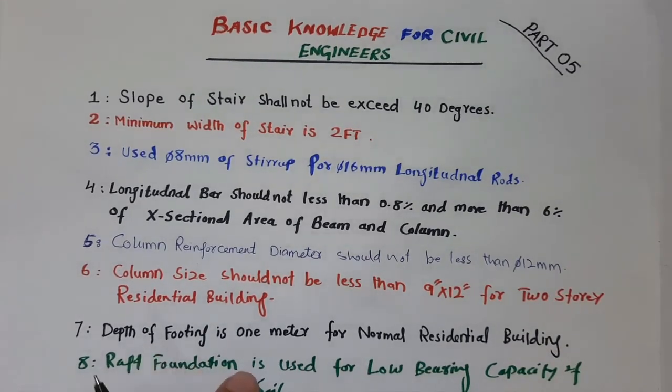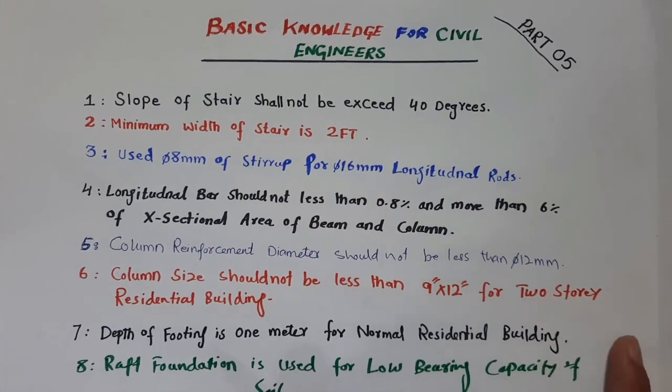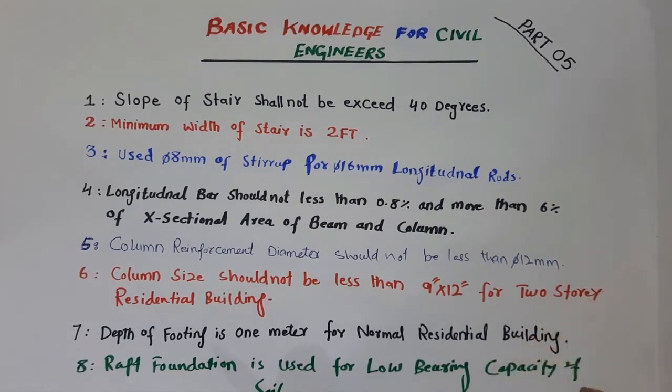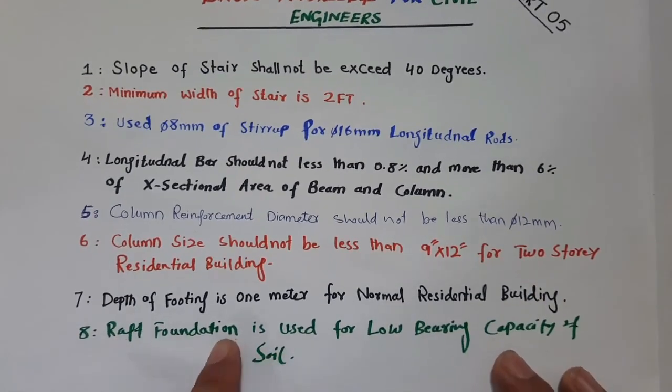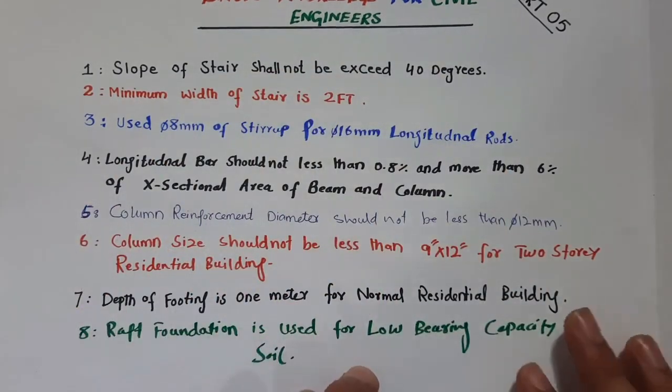Okay, so raft foundation is used for low bearing capacity of soil. If the bearing capacity of soil is low, in that case, if that is a normal residential building, commercial building, or any type of structure, you can provide the raft foundation in the case of low bearing capacity of soil. If we have different types of soil, sometimes some soil is not able to support the structure load of the building. So in that case, we will use the raft foundation. Okay, so we will excavate the entire place or the entire area on which we are making construction.